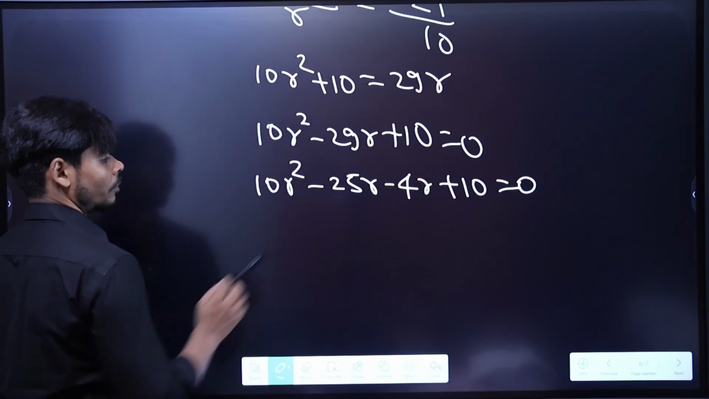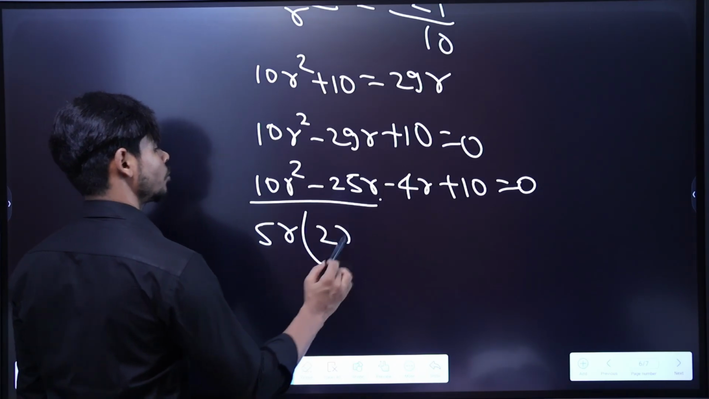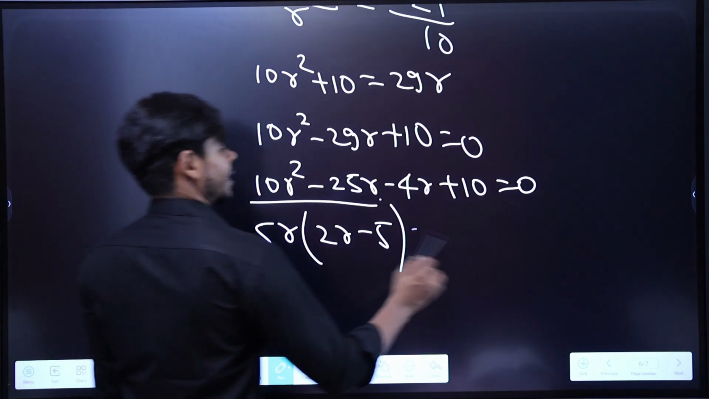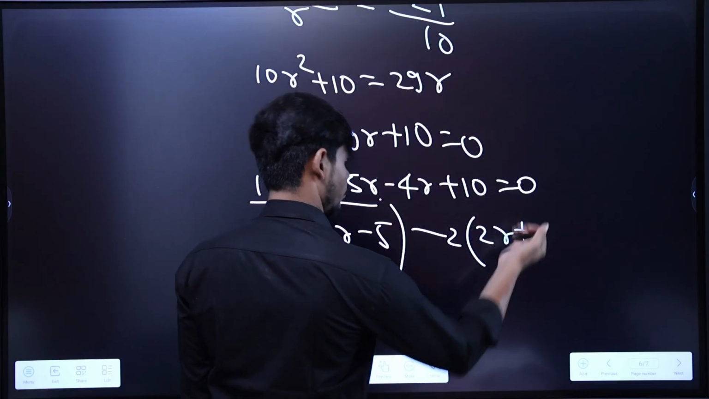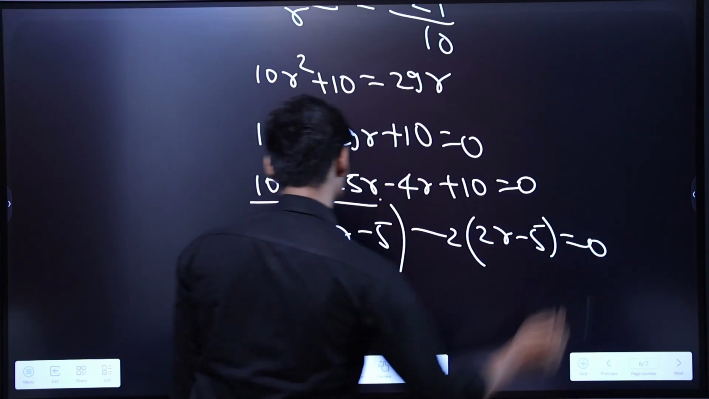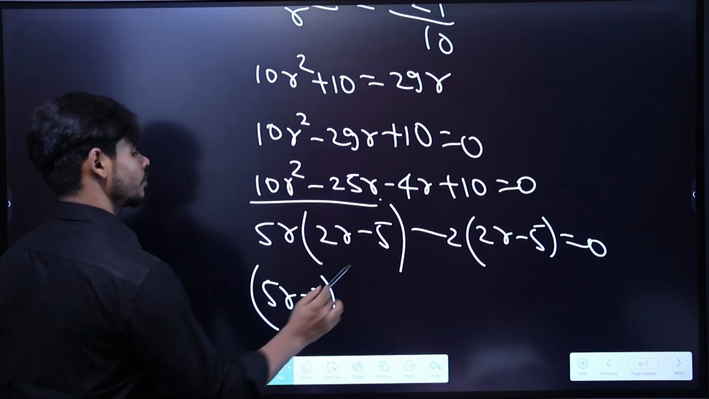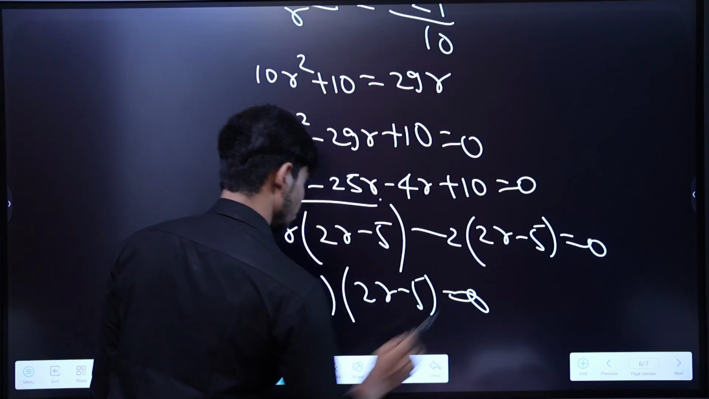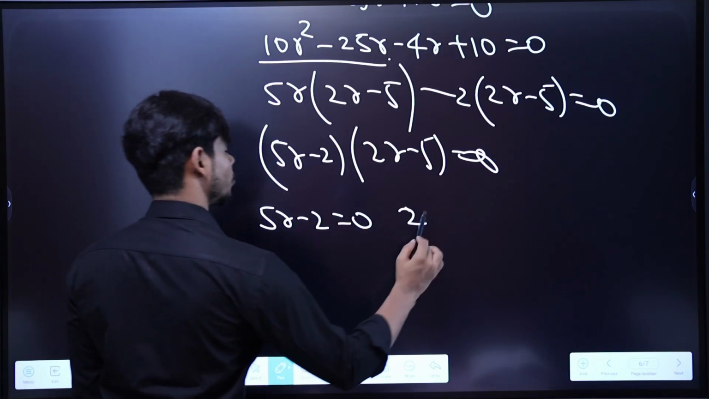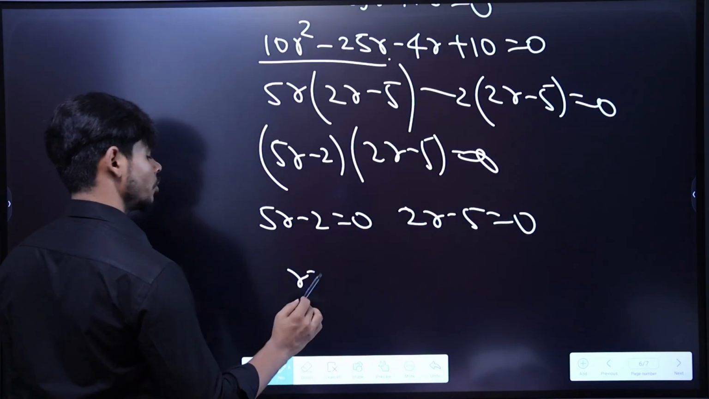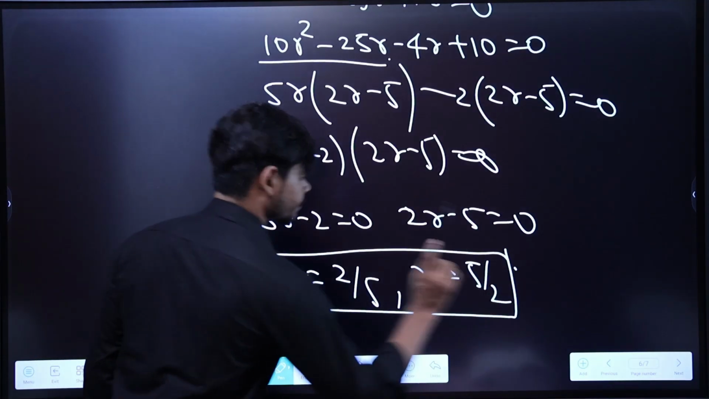Now from here we can take common, which is nothing but 5. 5R times 2R minus 5, then negative of 2, so it will be 2 times 2R minus 5, that will be equal to 0. So from here 5R minus 2 equal to 0, and another will be 2R minus 5 equal to 0. So from here you will get two values of R, 2 by 5 and 5 by 2. So you got two values of R, right?